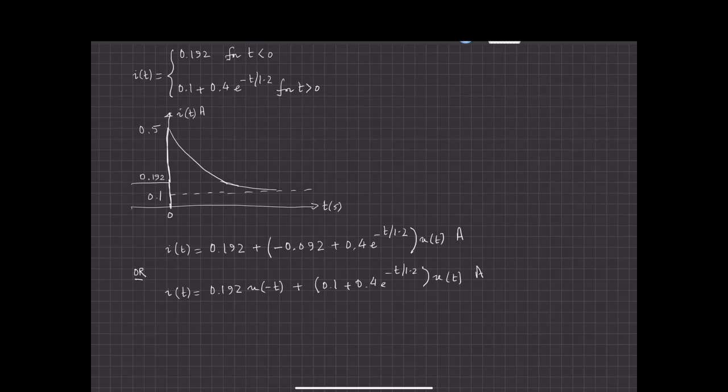So let's draw that picture. What is u of minus t? U of minus t is 1 for t less than 0, and 0 for t greater than 0. Okay? All right.